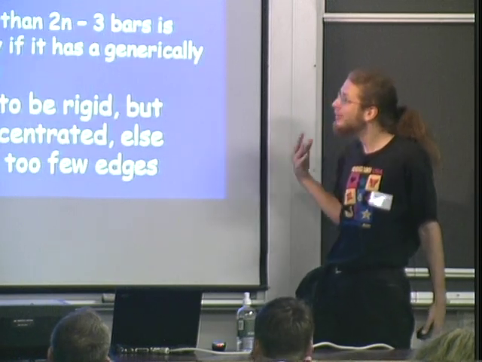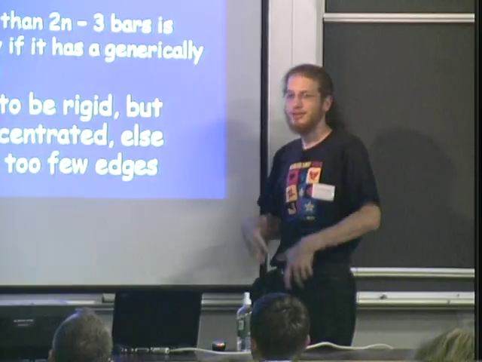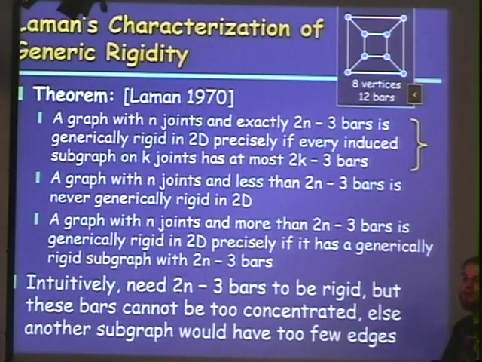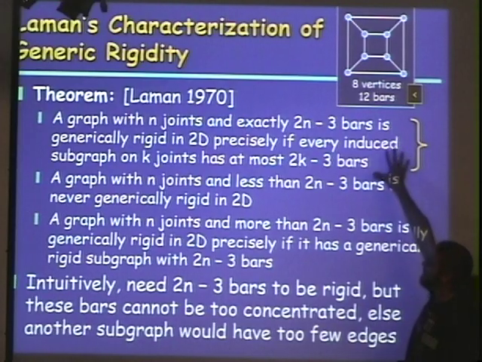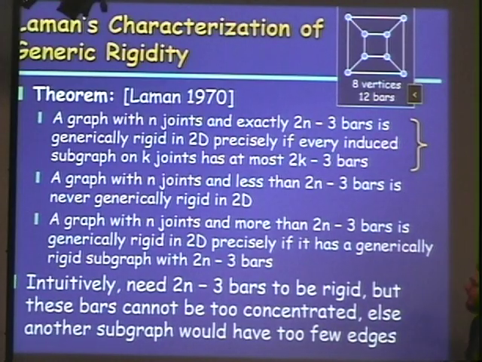Okay, so that's minimally generically rigid. If you want to do the general thing, you just say, well, you can add extra bars, it's still generically rigid. You can say it in this lengthy way, or just, the key point is to characterize minimally generically rigid, and then you can add extra edges.